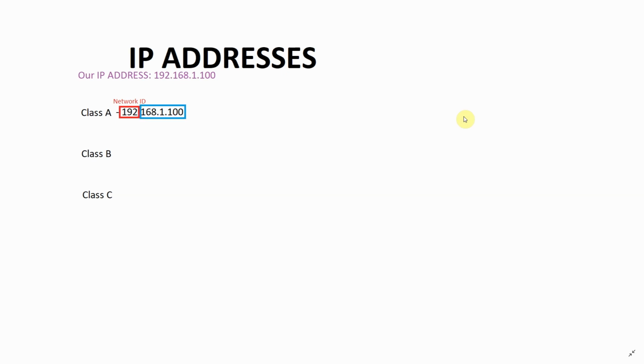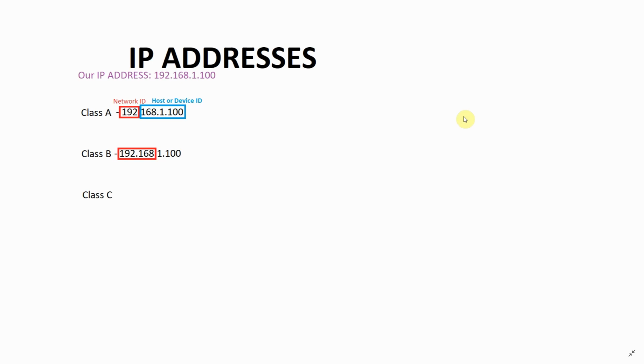The last 3 octets of our IP address will actually be reserved for host or device IDs. So let's say our 192 address, let's say it's actually a class B address.